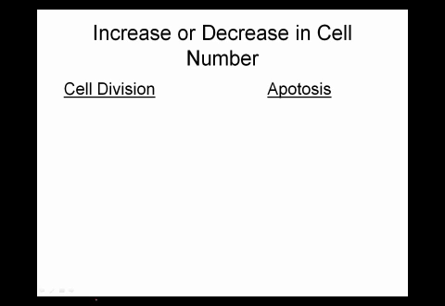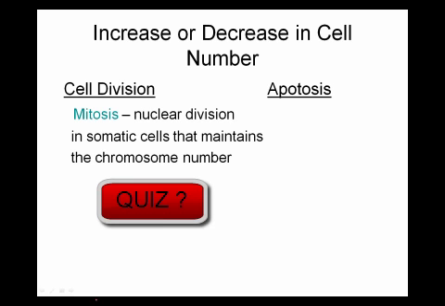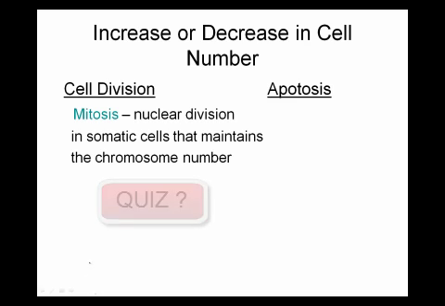Cell division, two methods of cell division that we will be looking at in this lesson which increase cell number. The first one is mitosis. Mitosis is a nuclear division which occurs in somatic cells. A somatic cell is anything other than the gametes, which are egg and sperm. Mitosis is the nuclear division, and then that is followed by cytokinesis, where the rest of the cell divides. What's important to remember about mitosis is this maintains the chromosome number.